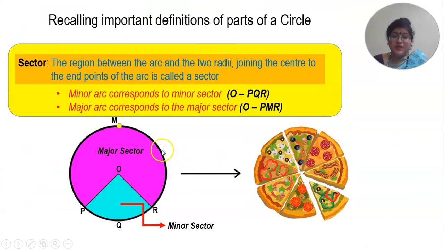Now, sector. How do you define a sector of a circle? The region between the arc and the two radii. So you have radius OP and radius OR, and then you have this arc PQR. So this entire region is called the sector. This is the minor sector in green, and the one in pink is the major sector. It looks like slices of pizza, or if you cut a cake, triangular shape, what you get is a sector. So I hope the difference between a segment of a circle and sector of a circle is clear.